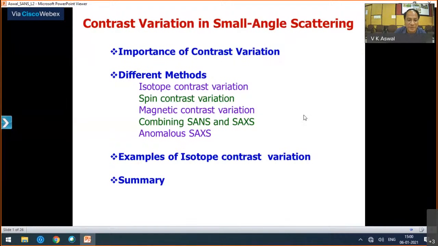So, hello everyone. The last lecture was on the theory of small angle scattering, and today I'll be talking about contrast variation in small angle scattering. And as Dr. Basu said, I should recollect a little bit of what was told in the last lecture. So, in the coming slides, I will also talk about what was discussed in the last lecture.